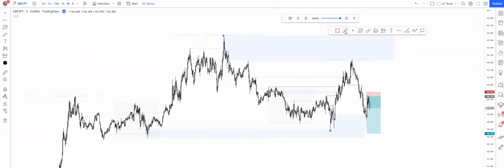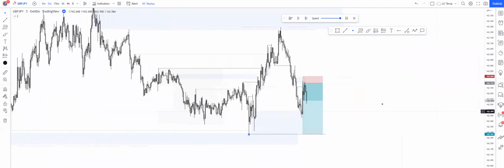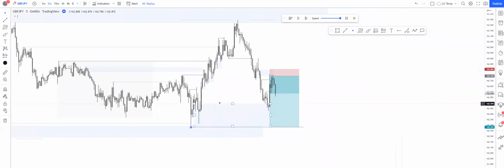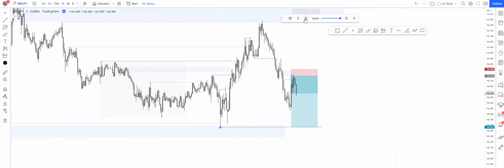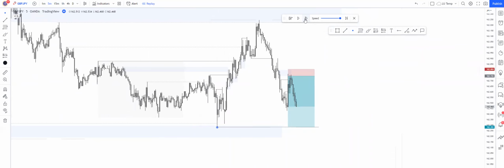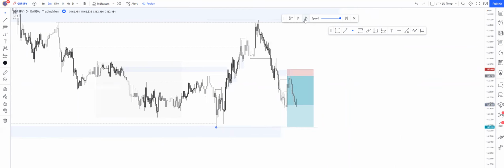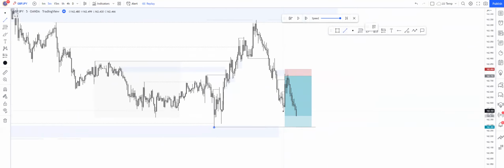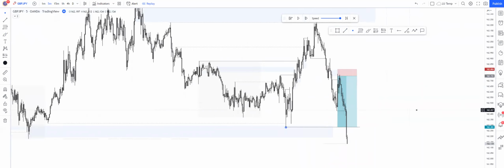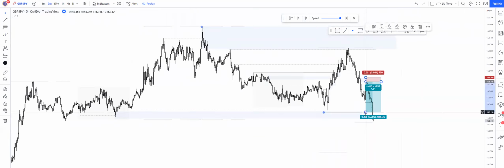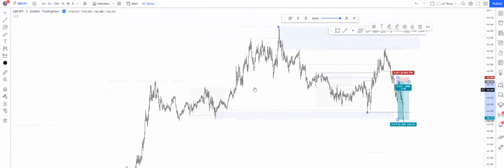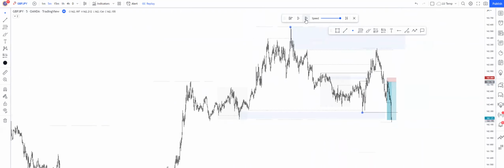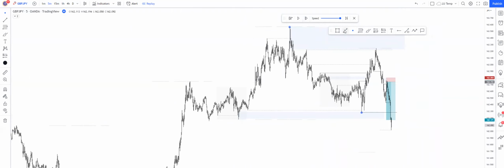My overall target is the external of this range. So I'm going to target this. That's a 1 to 7. Nice. Let's remove this. Oh, nice. Broke structure. And it just melted. Awesome. And then obviously your final target would have been this bigger range that we just hit.